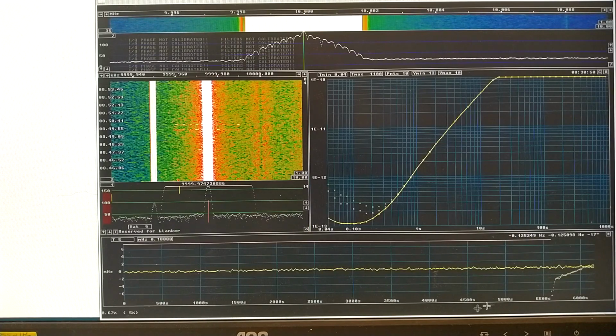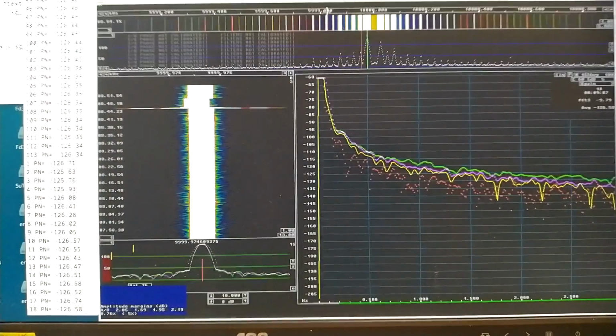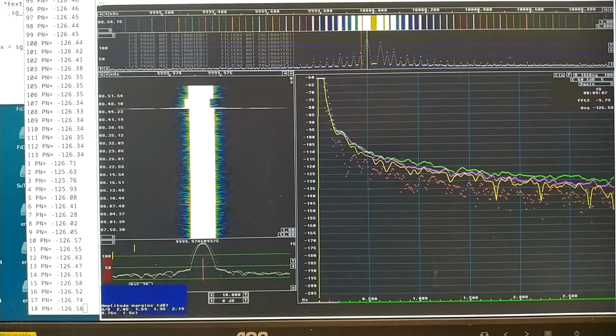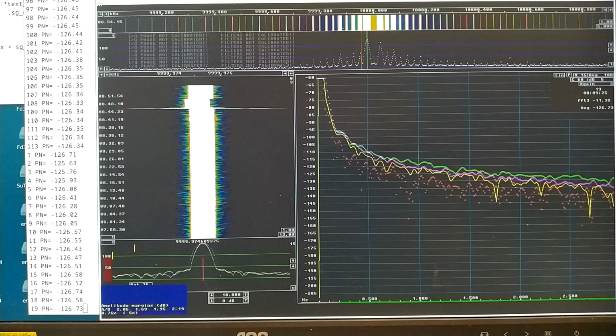I have magnified the frequency scale, and you can see now there is a strong drift as the temperature is changing. So I will have to wait for it to stabilize. Or maybe I don't have to do that. I can look at the noise that I have seen so far. It is minus 126.6 or so, or 7.